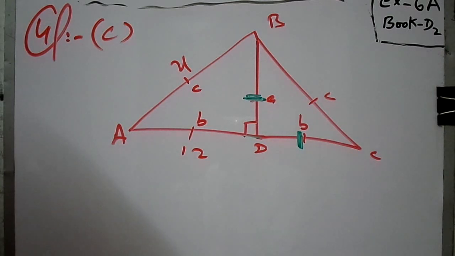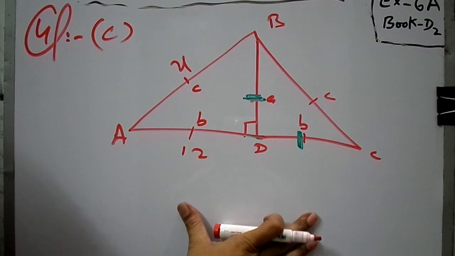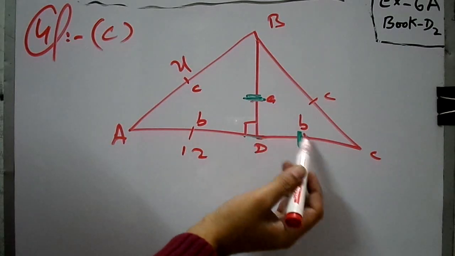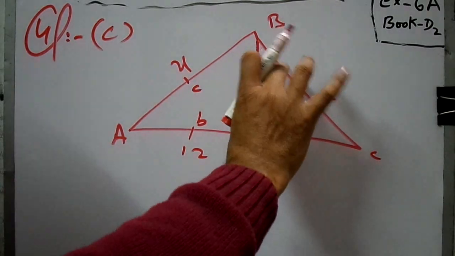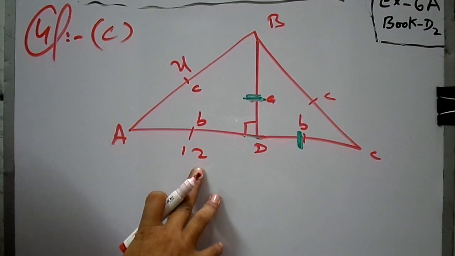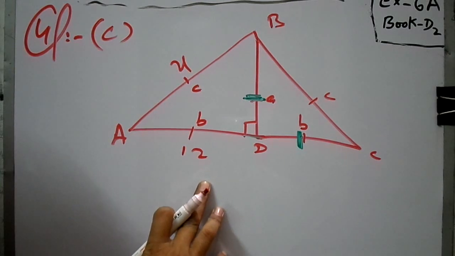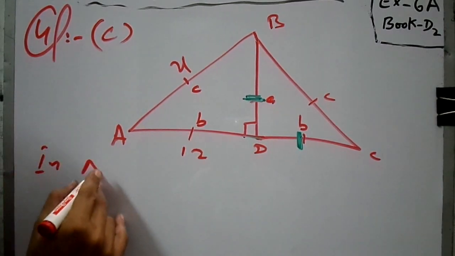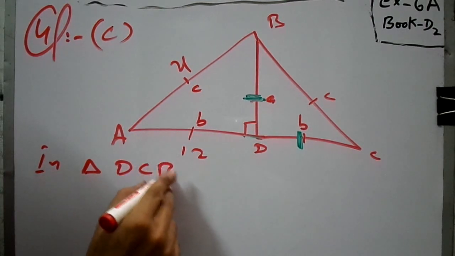So it means if you are able to find this side, you can also find the same result. So if you take this triangle, here you have the value 12. So what should you do? You should take first of all, in triangle DCB.